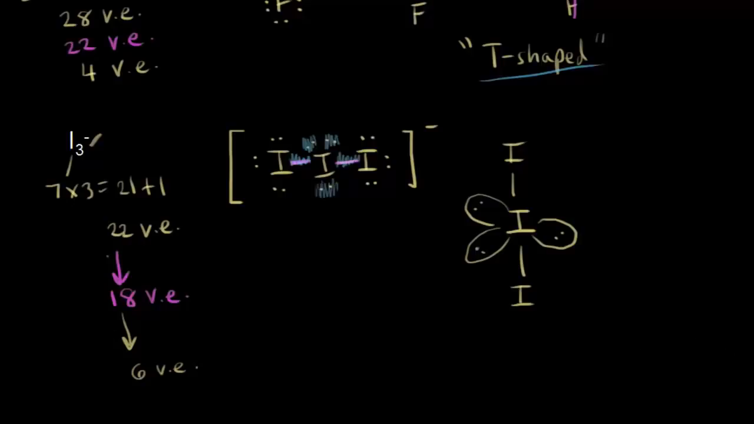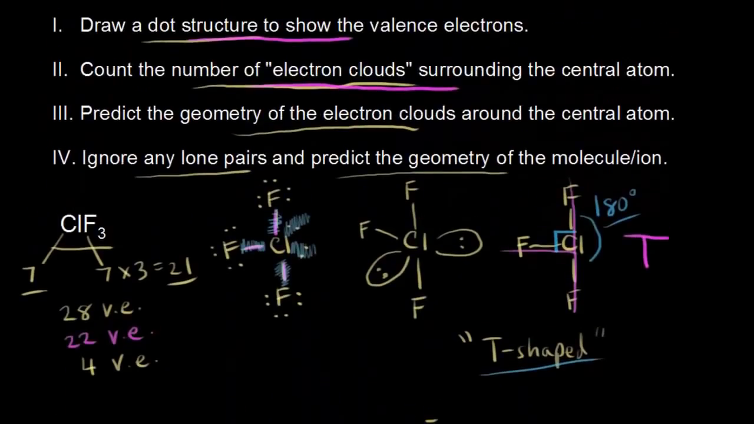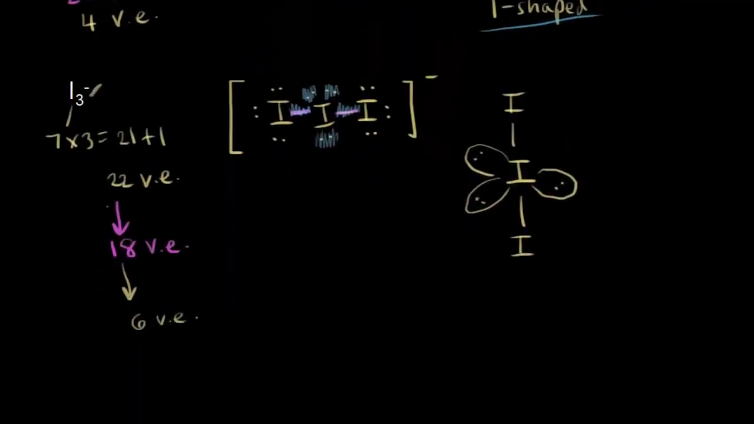Let's go back up here to our steps. We've already done step 3. We predicted the geometry of the electron clouds to be trigonal bipyramidal, but when you're trying to predict the geometry of, in this case, the ion, you ignore any lone pairs of electrons. Let's go back down and look at it again. We're going to ignore the lone pairs of electrons around the central atom, and when we do that, we look for the shape, and we can see the shape is just a straight line. So we say it's a linear shape. Since it's linear, we would predict the bond angle to be approximately 180 degrees since it's a straight line. And so that's the way to approach drawing this dot structure.